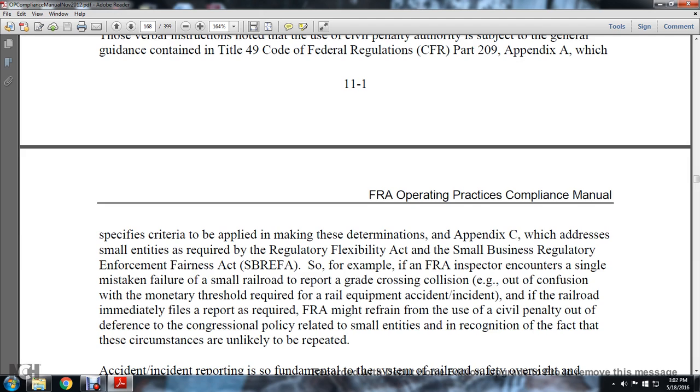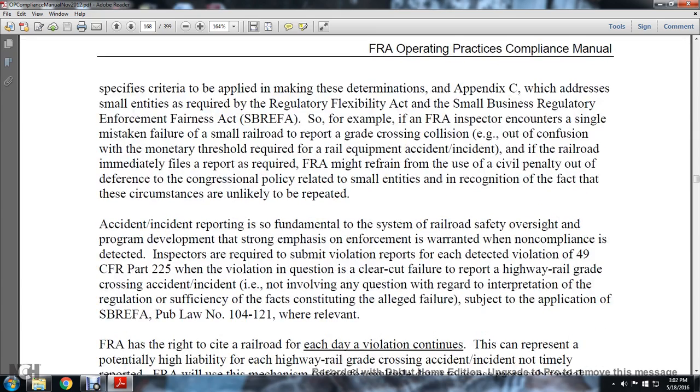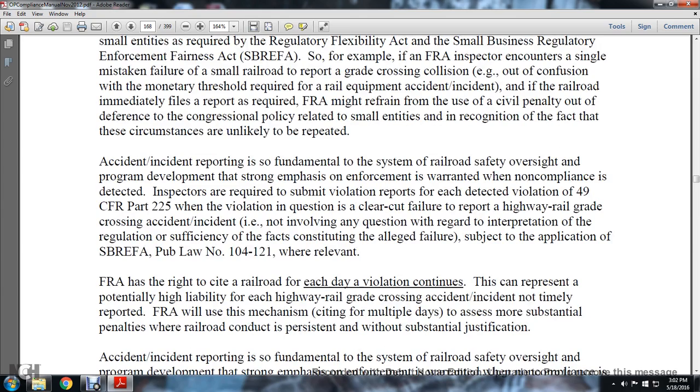So, for example, if the FRA inspector encounters a small railroad's failure to report a grade crossing collision, for example out of confusion over the monetary threshold for reporting a railroad equipment accident incident, and if the railroad immediately files as required, the FRA might refrain from using civil penalty out of deference to congressional policy related to small entities and recognition of the fact that the circumstances are unlikely to be repeated. Accident incident reporting is so fundamental to the railroad safety oversight program that strong enforcement emphasis is warranted when non-compliance is detected.